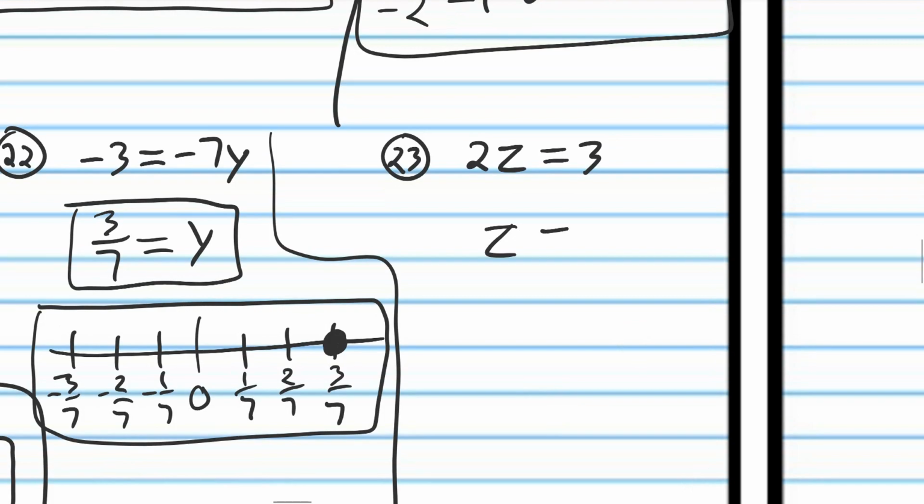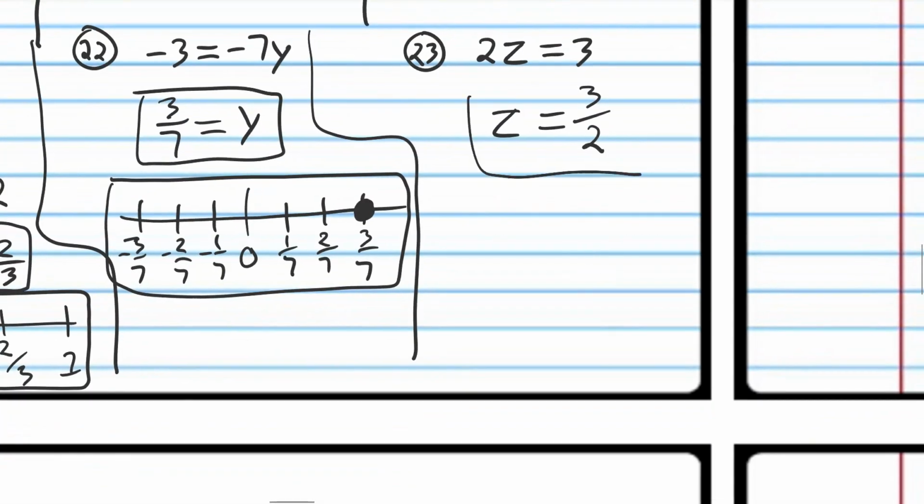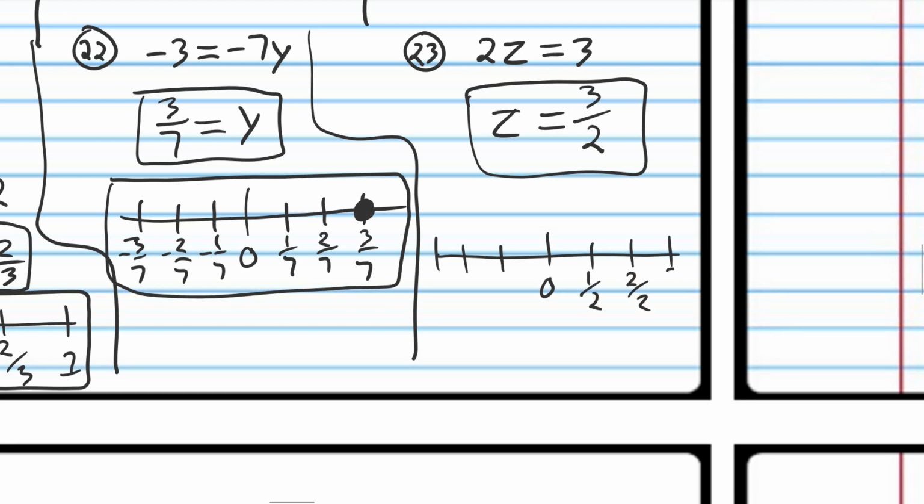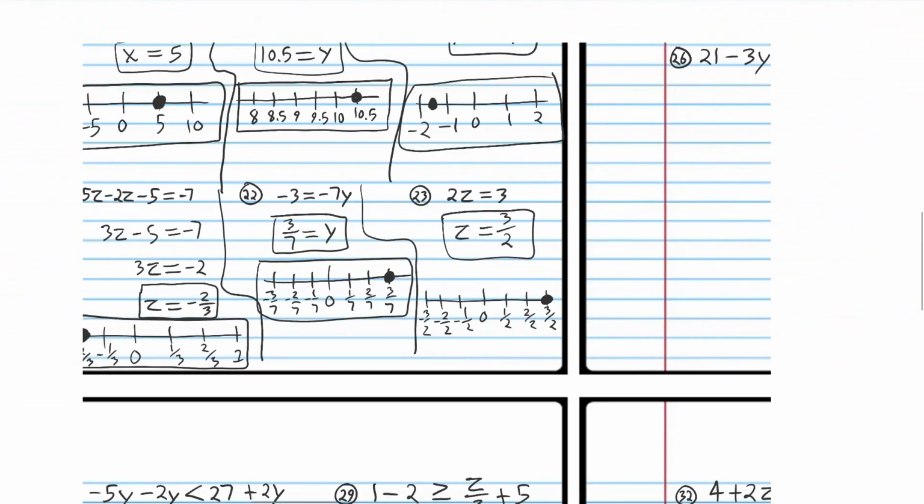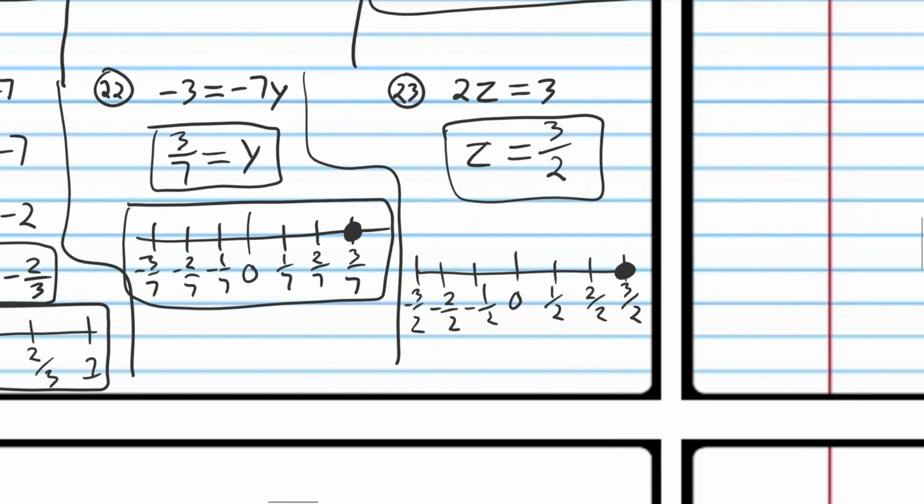All right, we're back. Z is equal to 3/2, so this is going to be an improper fraction. So again, this is the algebraic solution. And we'll count in halves. 1/2, 2/2, 3/2. And your solution is right there. All right, so if you got that graph, good job. Go ahead and rectangle that.